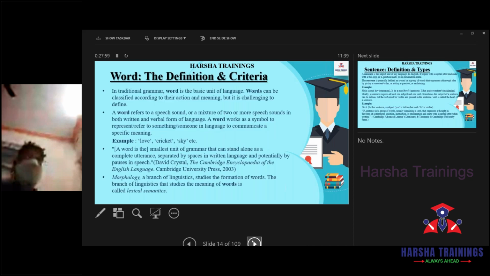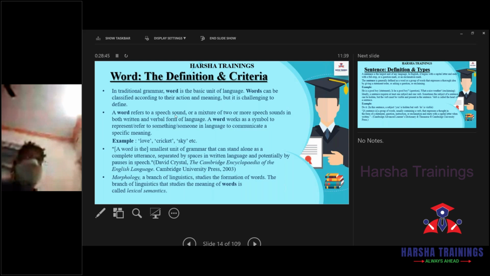Now, we have understood that a group of letters form a word and a group of words form phrases or sentences, right? Now, what is a word? Yes, it is a group of letters, but what is it? It is a basic unit, for speaking or writing, whatever it is. So a word is the basic unit of a language, any language. They can be classified according to their action and meaning. But it is really difficult to define what a word exactly means, because one word can be used in 2 to 3 different contexts based on our usage.